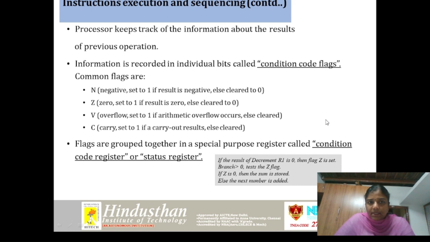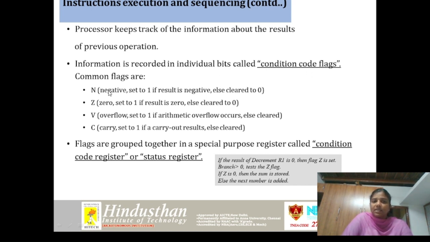Okay, now consider if information is recorded in individual bits. Consider whether the data is available or not available, whether the condition is true or false, whatever it is, that information will be recorded in the form of individual bits. That is called conditional code flags.